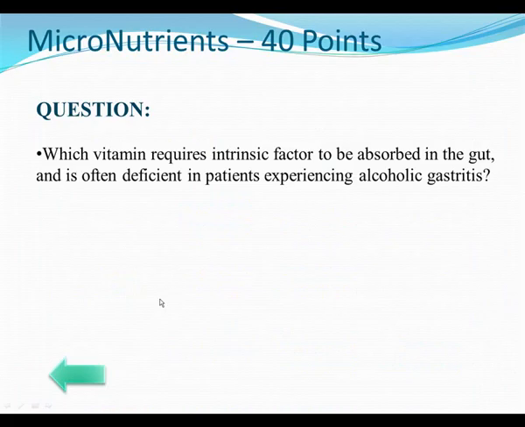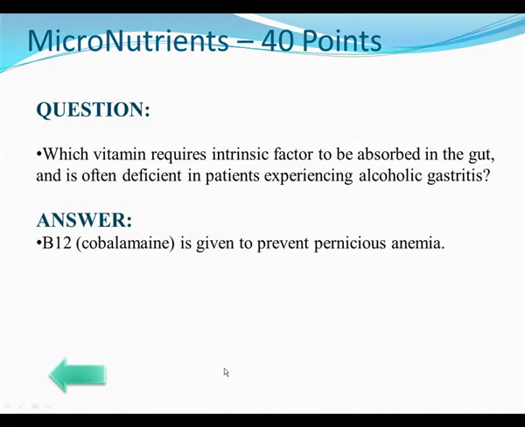Which vitamin requires intrinsic factor to be absorbed in the gut and is often deficient in patients experiencing alcoholic gastritis? We see this a lot in our hospitalized patients that come in for detox, or people that have liver problems associated with alcohol. B12 is given to prevent pernicious anemia in these people. People that have alcoholic gastritis have a decreased secretion of intrinsic factor from the gastric cells, and so they are deficient of this.